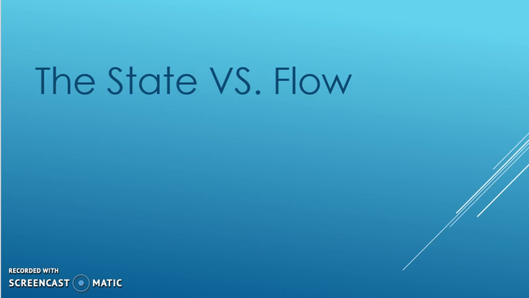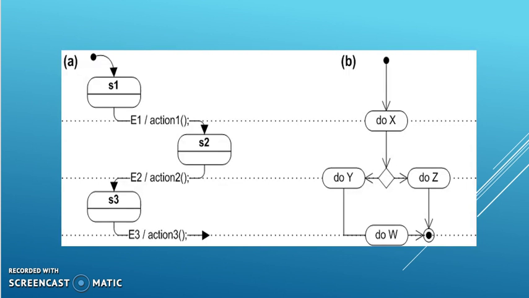State versus flow. For a lot of aspects, it can be easy to see how a flowchart might look like a state diagram. In example A, which is a state diagram, it appears to be going from S1 to S3. Much like in example B, the flowchart goes from do X, do W, to an end state.